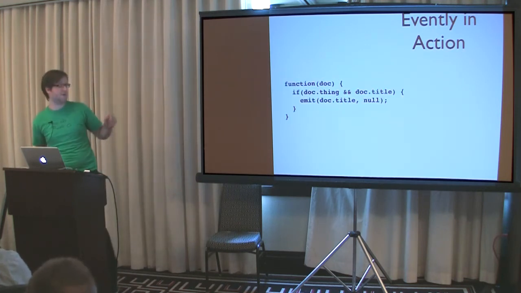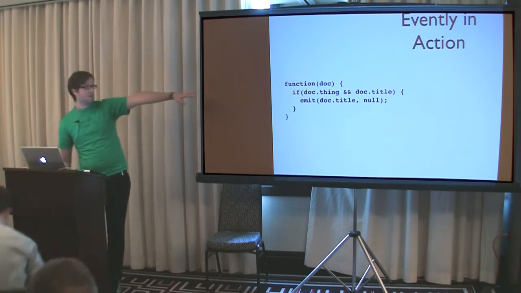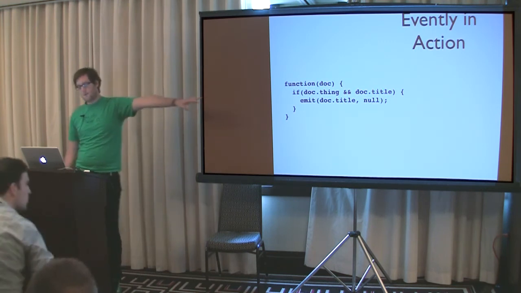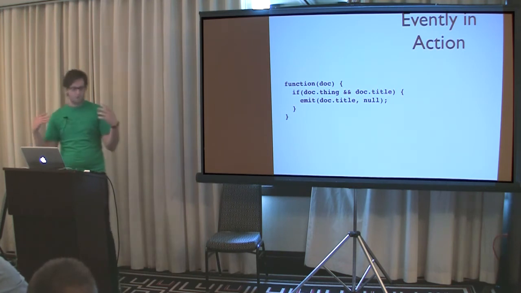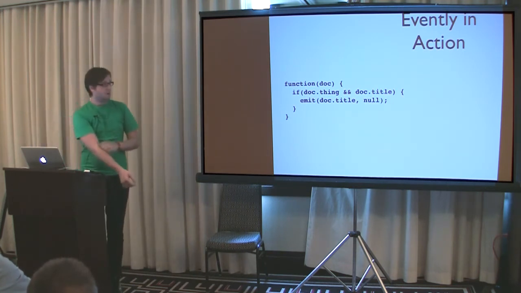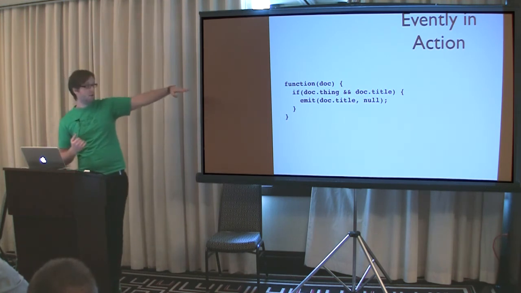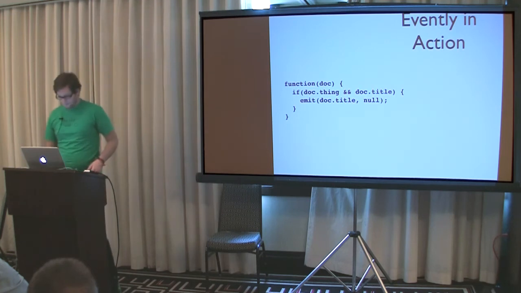This is our map function that defines our view. This runs through all your documents and just looks if your doc is a thing and has a title. And if it does, it calls the emit function. The emit function just produces a result from your query, a result row for your query. So this will emit, or will create a result, for all the documents that are a thing and have a title, and sort things by title.